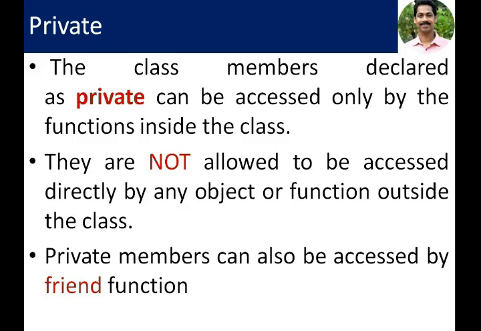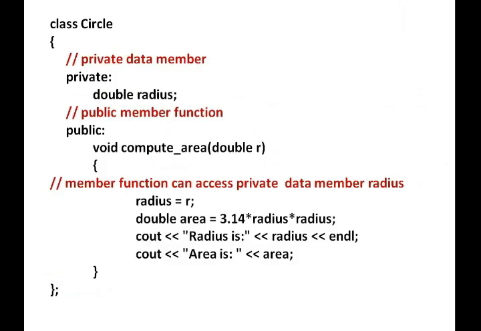So this is another example. The same program is modified by using a private variable. Here Circle is the class name, then private double radius. Here radius is defined as private. Again we are writing public colon. So the function is defined as public, and the member variable is defined as private.